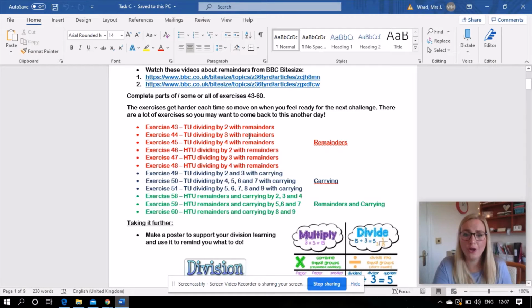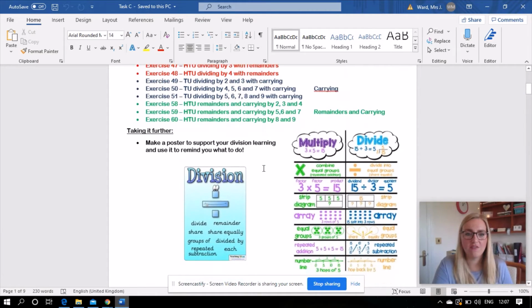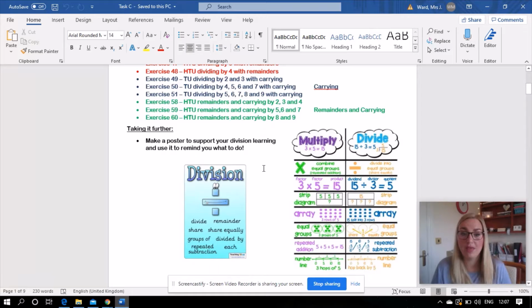So have a go. It might be that you do a couple of each section and you work out which ones feel good, which ones feel like more of a challenge. Remember to move on if it feels right for you, and do not feel like you have to do it all. If you want to take it further, then I've suggested that you make a poster with some information to help you with your dividing skills today.